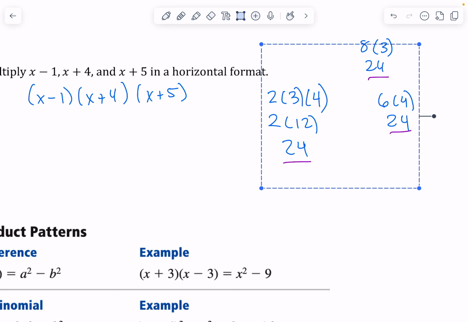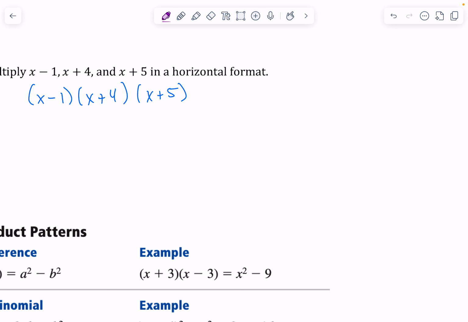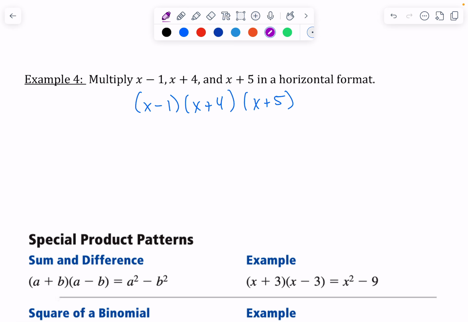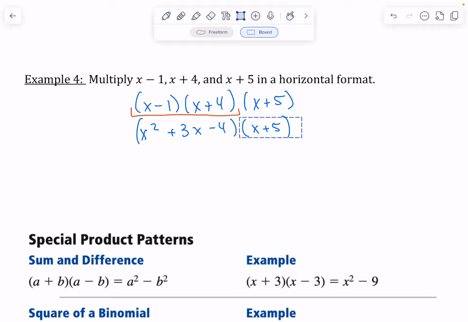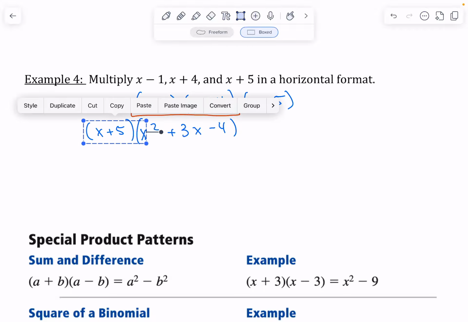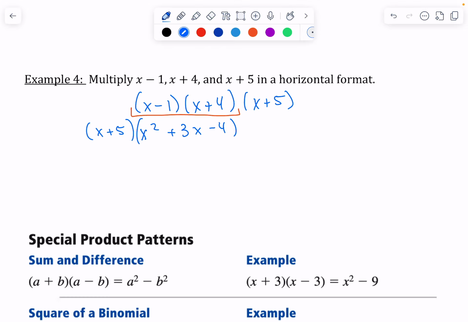So what that means is I can rearrange this however I want and still get the same answer, but it doesn't really matter. I'm just going to leave it as is and multiply these two first. So when you multiply that out, you get x squared plus 3x minus 4, and you still have to multiply that by x plus 5. I would take that x plus 5 and move it to the front because I just think it looks nicer that way. And then I would continue multiplying by either distributing or doing the area model.